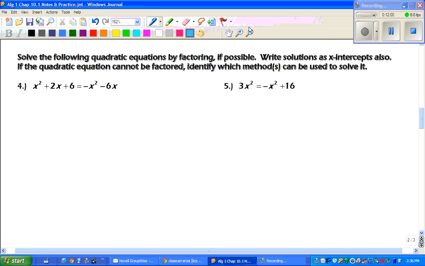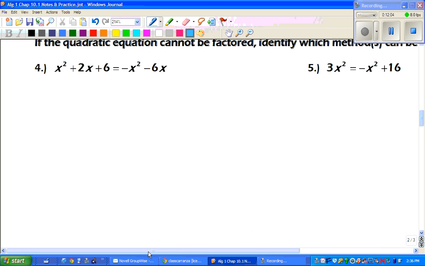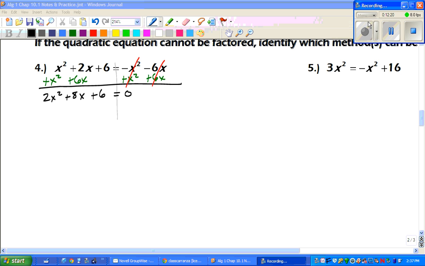Now, on the back, we're doing the exact same thing. I'm just going to zoom in a little bit so we can focus on number 4. So, first thing I want you to do is pause the video, get all the information on one side, and let's see what you get. Okay, so you should have gotten 2x squared plus 8x plus 6 equals 0.